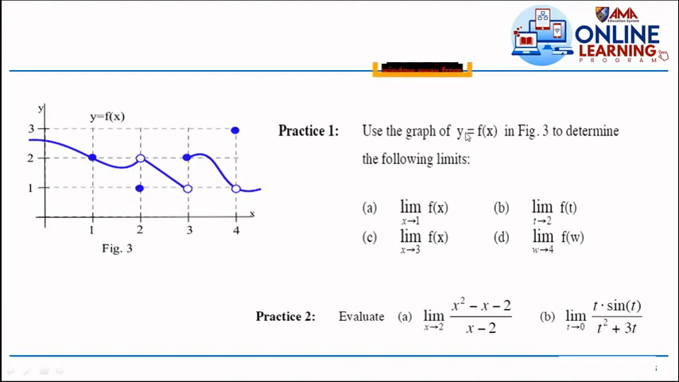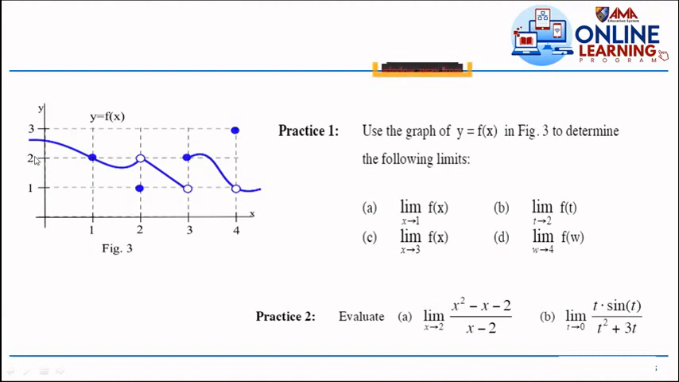Okay? So we're going to check your answers. For letter A, the limit of the function of x as x approaches 1. Okay? As x approaches 1, project it upward, project it to the left, the answer is 2.